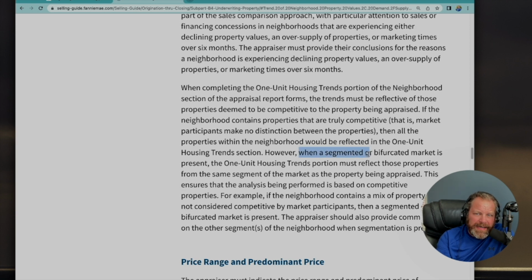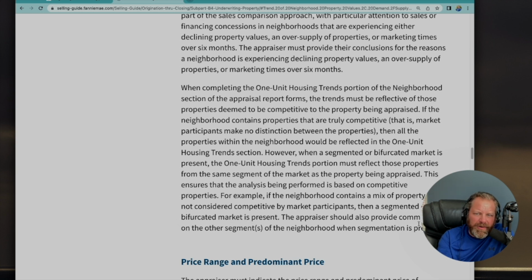However, when a segmented or bifurcated market is present, the one unit housing trend portions must reflect those properties from the same segment of the market as the property being appraised. This ensures that the analysis being performed is based on competitive properties. For example, if a neighborhood contains a mix of property types not considered competitive by market participants, then a segmented or bifurcated market is present.